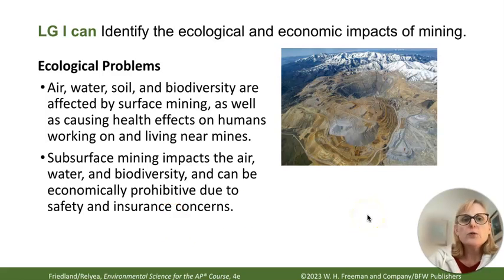All right, so our ecological problems: air pollution, water pollution, and soil pollution. Soils can be polluted with all types of contaminants as well. And then we reduce our biodiversity. Humans living near and working near mines can be affected by the air pollution, by the water pollution, etc. Underground mining also can impact it as well, but not as much as surface mining. But a lot of times you want to do surface mining, as you can see here, because it's safer for the miners, and it's also usually cheaper.